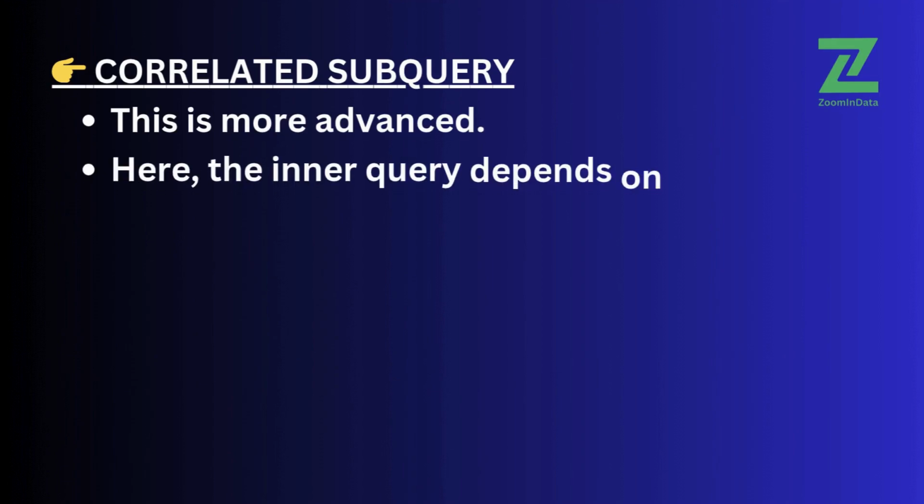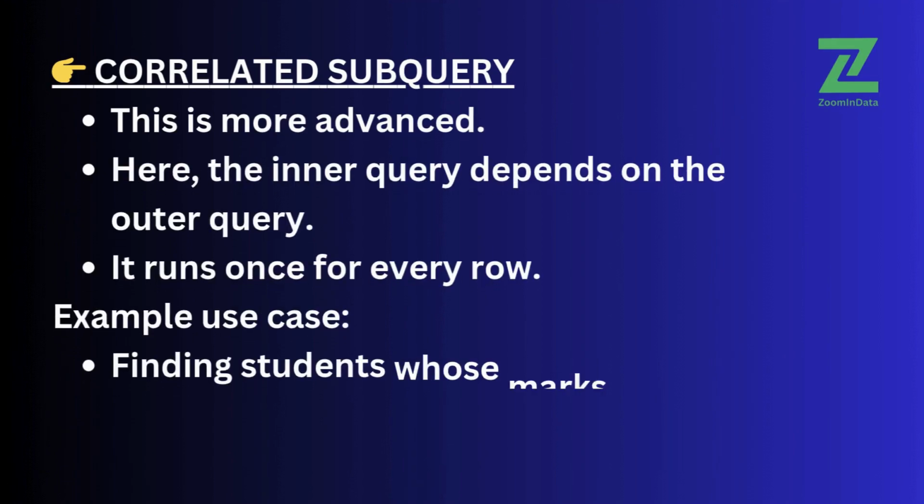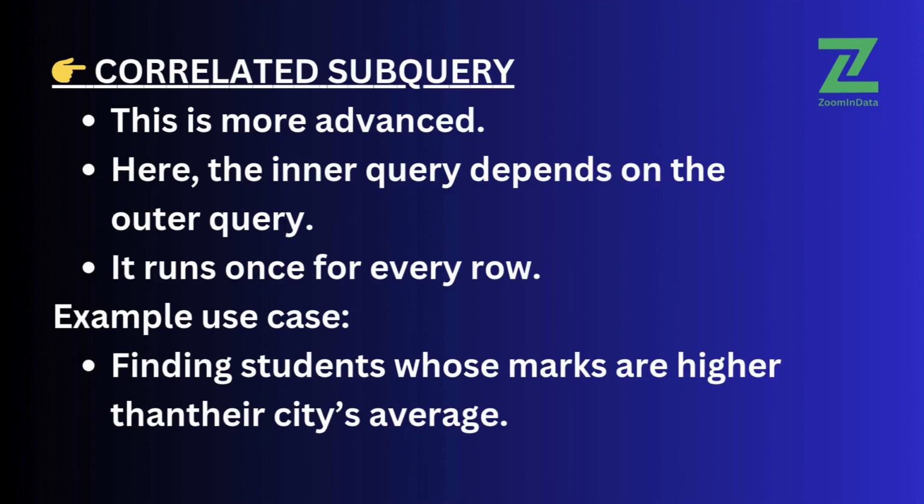Third, correlated subquery. This is more advanced. Here, the inner query depends on the outer query. It runs once for every row. Example use case: finding students whose marks are higher than their city's average.